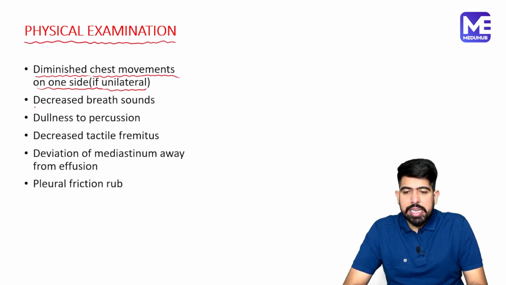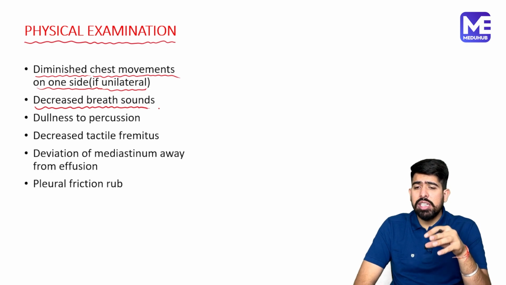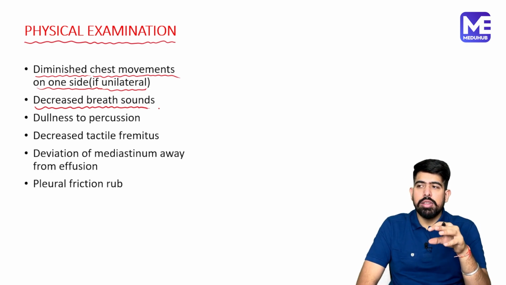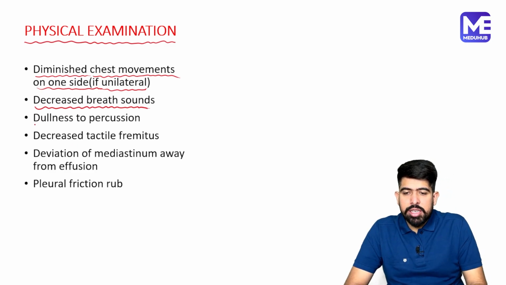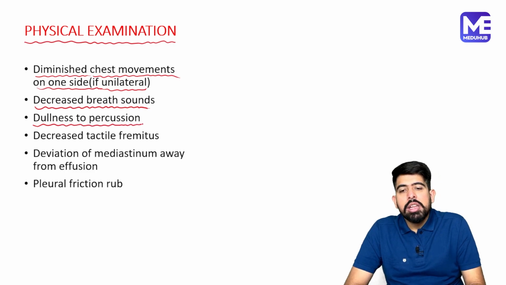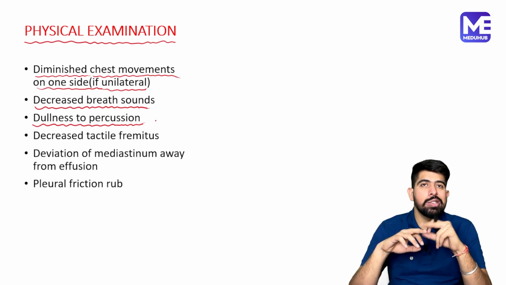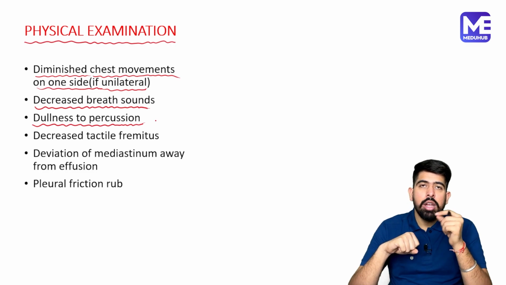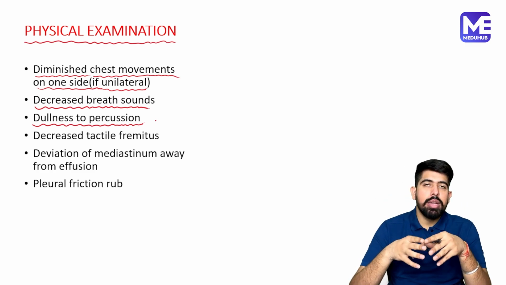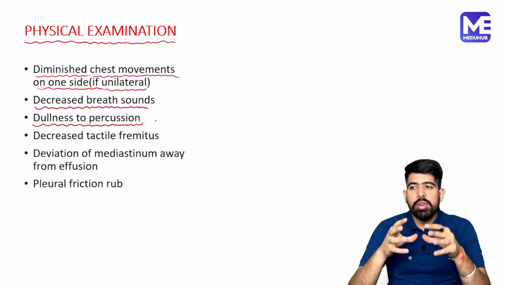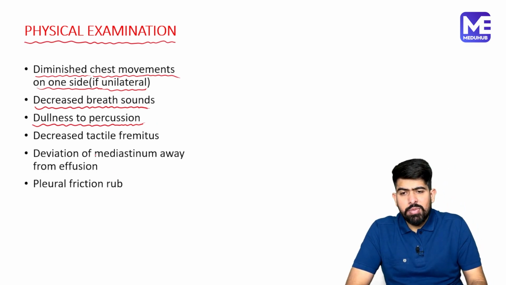With this, there is decreased breath sound. If we do auscultation of this patient, we get decreased breath sound on the side where the pleural effusion is. With this, dullness is seen on percussion. I hope you know about percussion. When you percuss a normal lung, we get a resonant sound. But here, because transudate or exudate is accumulating there, we get a dull sound on percussion, right?